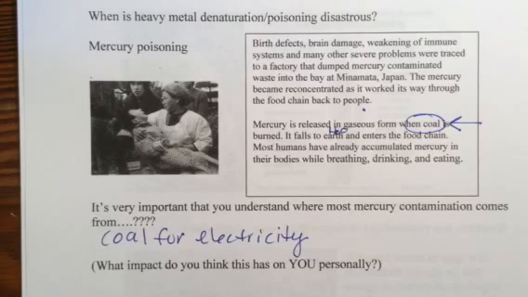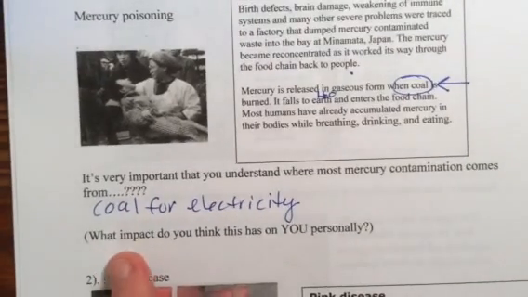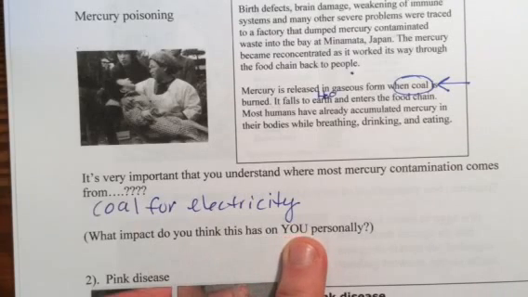So remember, there's no free lunch. And when we're running electricity all the time, we are releasing coal into the atmosphere, which releases mercury into the atmosphere, which comes back to Earth and contaminates water, which contaminates everything. So my rhetorical question here is, what do you think this has to do with you personally? I would say turn your lights off, turn your computer off, turn your cell phone off, and use electricity judiciously.